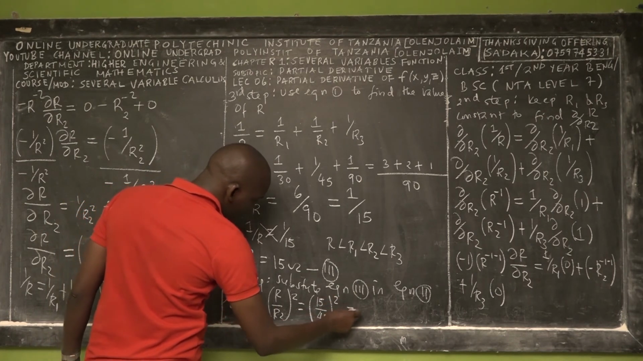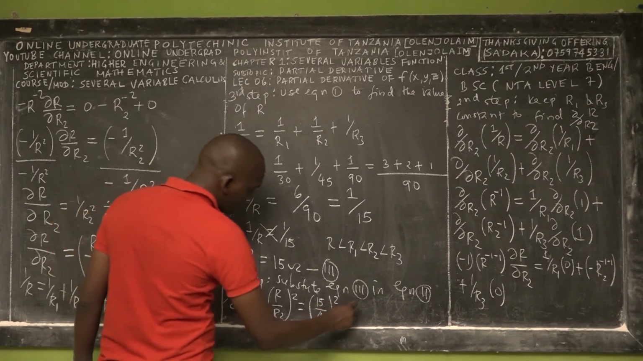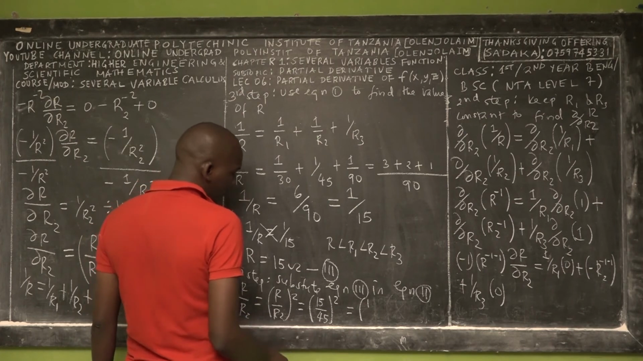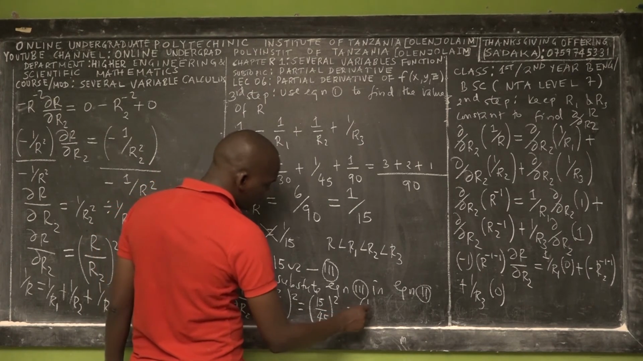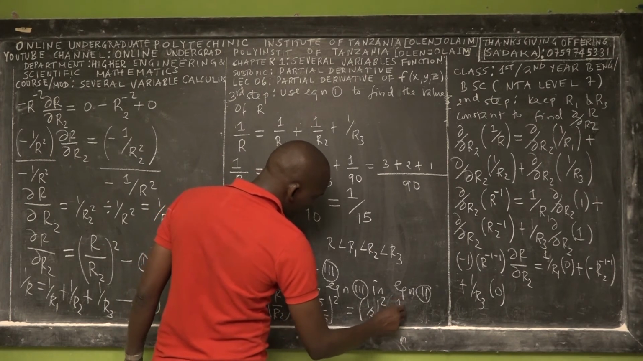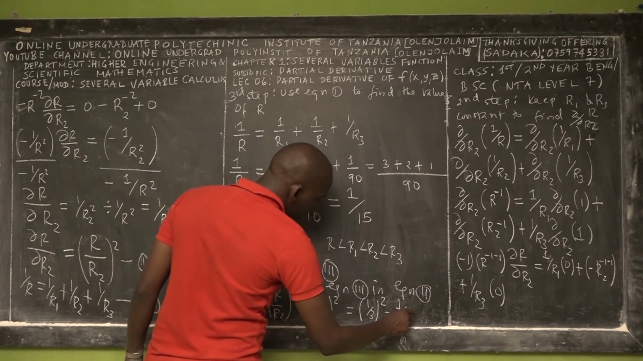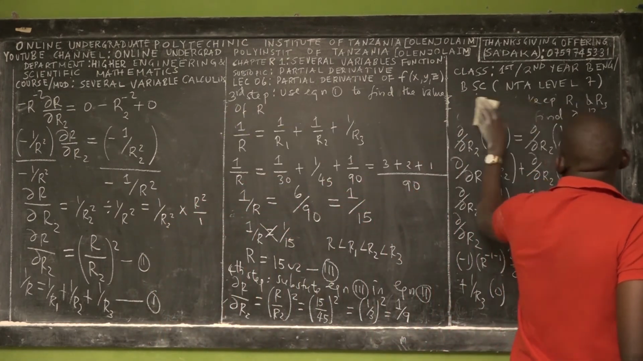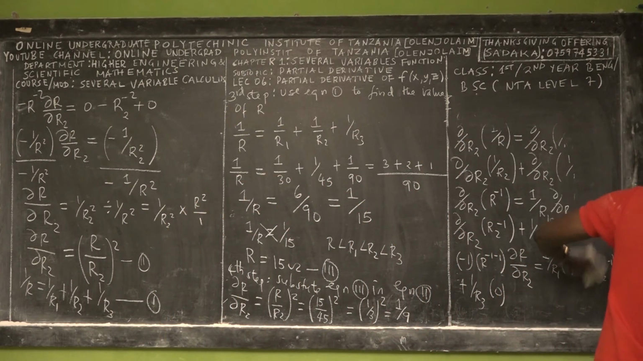That is squared. So this is equal to what? If you simplify 15 with 45, it means 45 over 15 is equal to 3. So squared, the answer is 1 over 9. So now we have got the response to the question that has been asked.